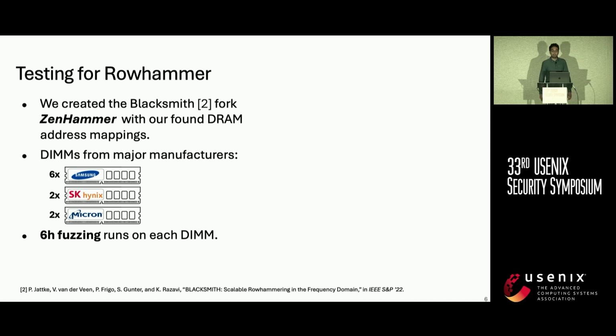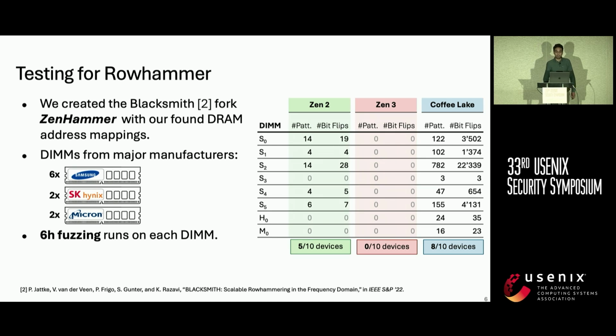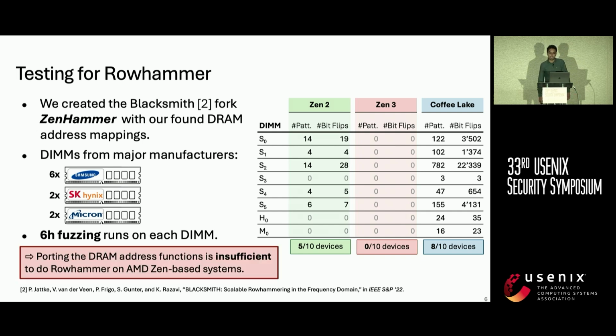Equipped with these DRAM address functions, we then created a new Blacksmith fork called ZenHammer, and we tested DIMMs from the 3 major manufacturers for 6 hours of fuzzing. Here we present the results. You can see that we found bit flips on half of the Zen 2 devices and none of the Zen 3 devices. However, the number of bit flips on Zen 2 systems is much lower than on Coffee Lake. And this led us to the conclusion that basically porting just the DRAM address functions is insufficient to do Rowhammer on AMD Zen-based systems.